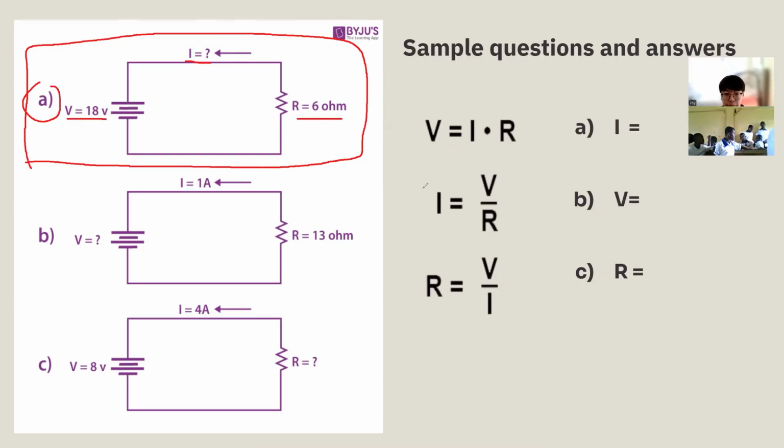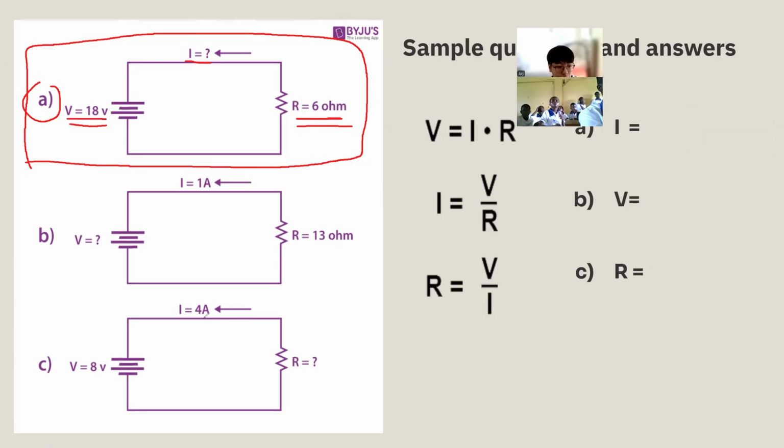So resistance here is given as 6 and voltage is given as 18. You can see it here. So voltage is 18, resistance is 6 ohms. The answer is 3. Yes, that is right.